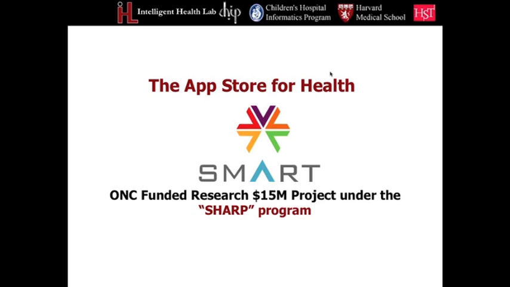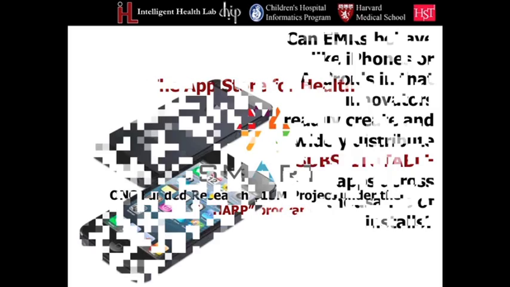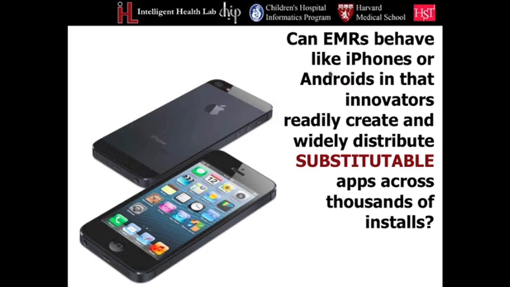So we actually successfully competed for one of these grants under a program called SHARP, which was of the $48 billion, $60 million being invested in 4 innovative research projects. The question that we asked ourselves in this research project, which is just coming to the end of its funding cycle now, is can electronic medical records behave like iPhones or Androids in that innovators readily create and widely distribute substitutable apps across thousands of installs? So this is the question we asked.